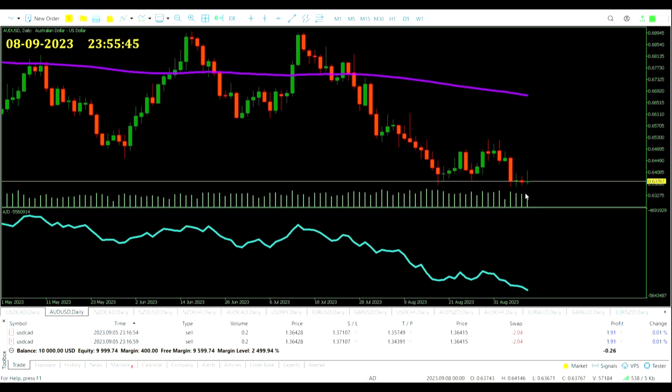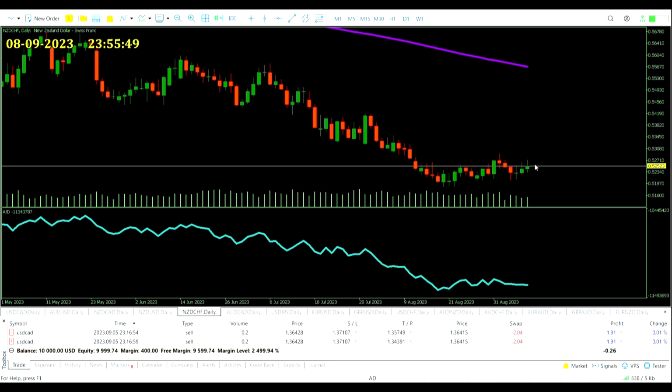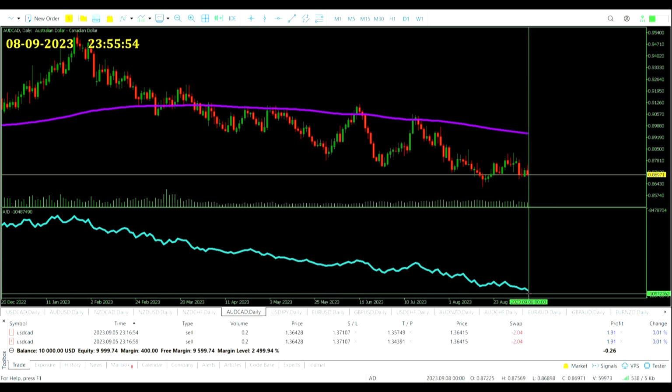Aussie US dollar could push to a low, but the AD is at a low. New Zealand dollar Swiss franc, that's pushed away from the low still. Aussie CAD, yeah, AD will be at low, so not a lot going on. Really could do with this US dollar Canadian dollar trade coming through, but that is the essence of it, at least to get us going. Hopefully we do find more signals as the week rolls on.